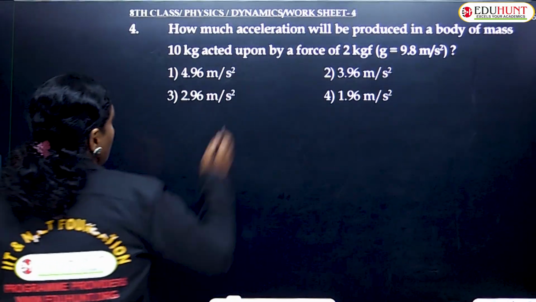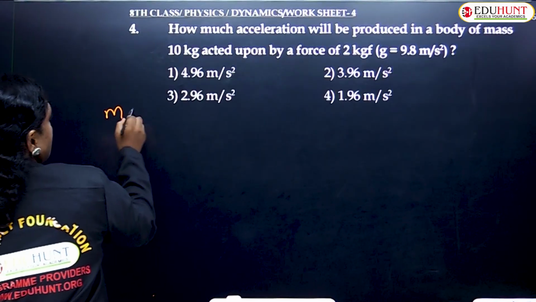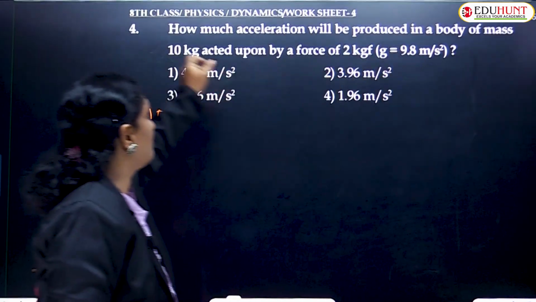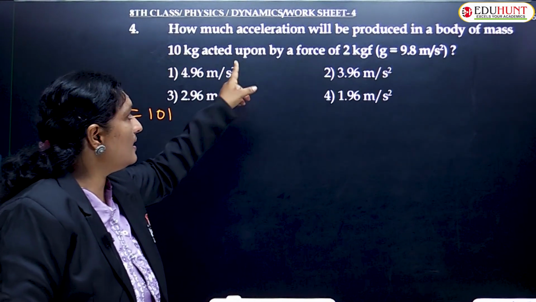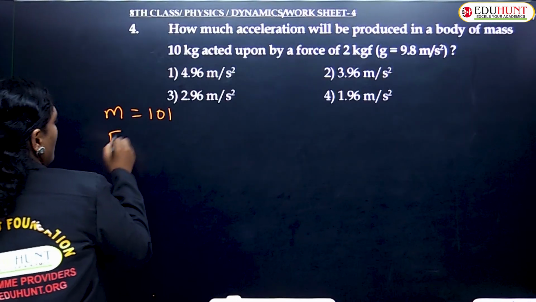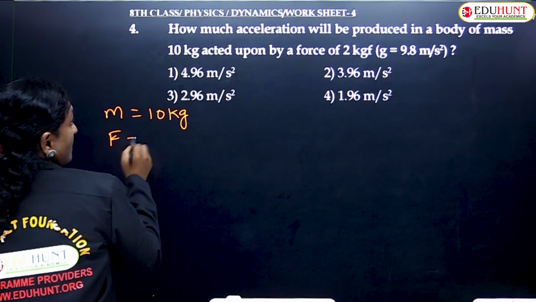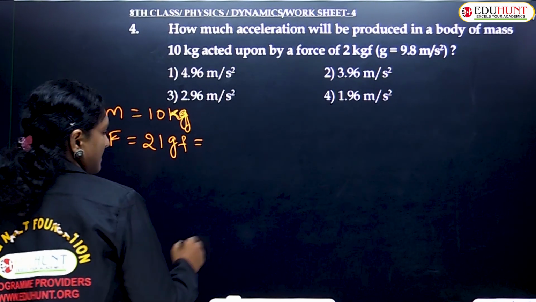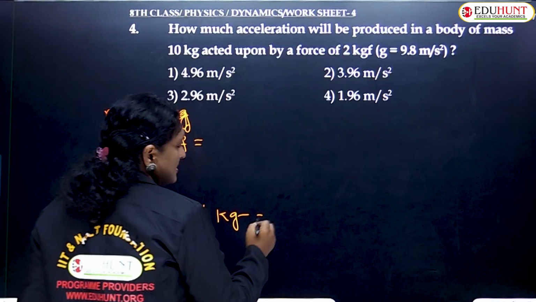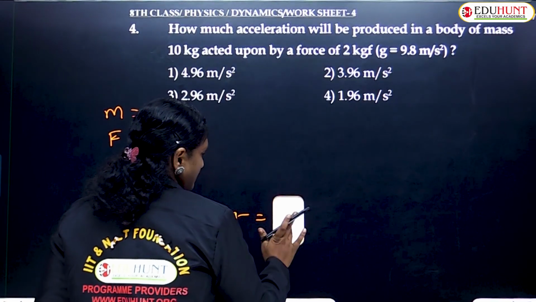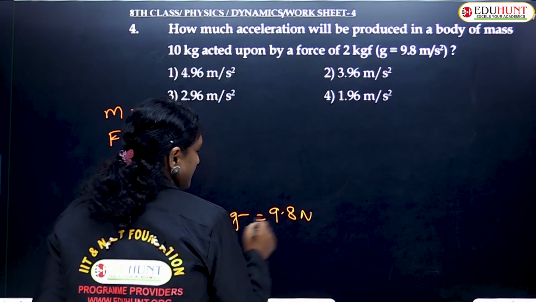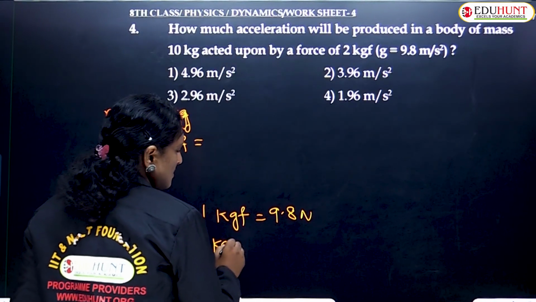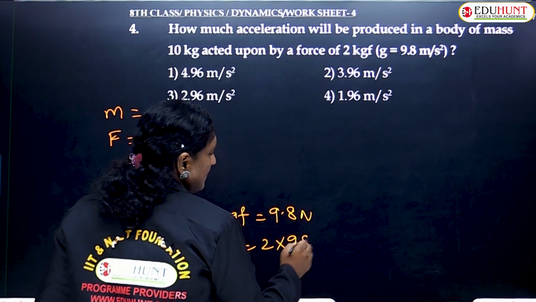Let us go in detail. So what is given, children? Mass is given to be 10 kg. Force, how much is given? Force is equal to 2 kgf. We already know that 1 kgf is equal to 9.8 Newton. So 2 kgf is equal to 2 into 9.8 Newton.